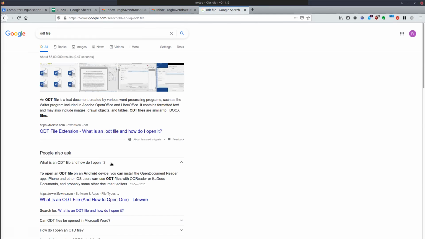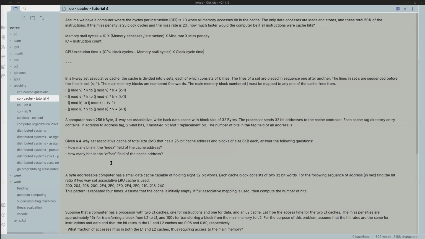Sir, could you please pause the screen share on the question page? Oh, sorry. Okay. Somebody has sent me an ODT file. I don't have Microsoft Word installed.